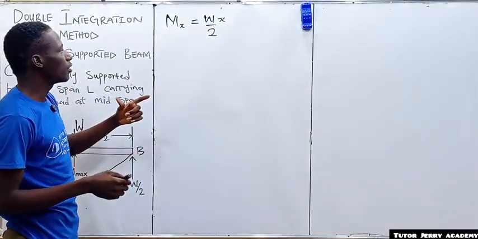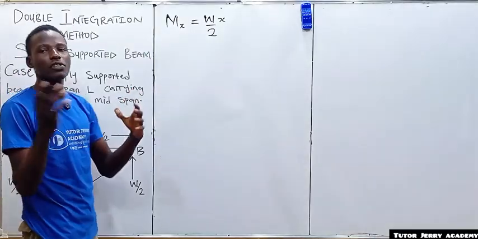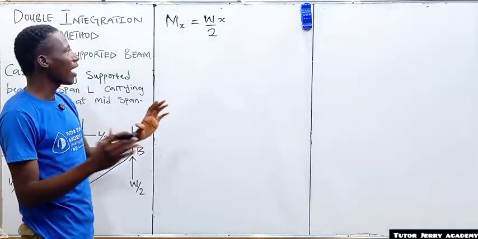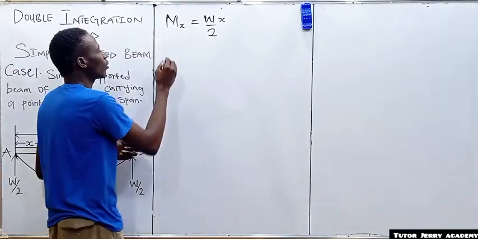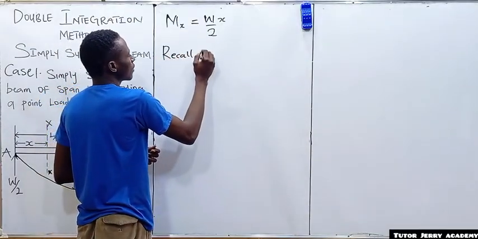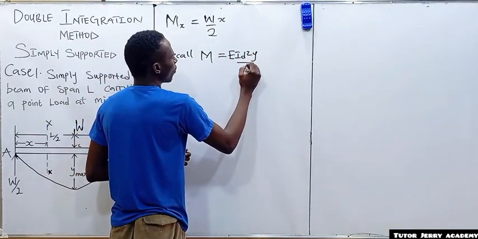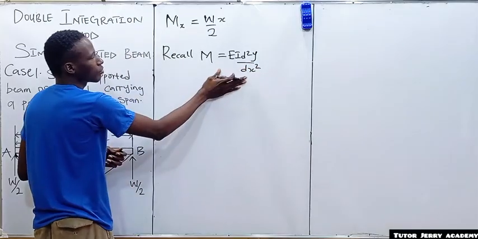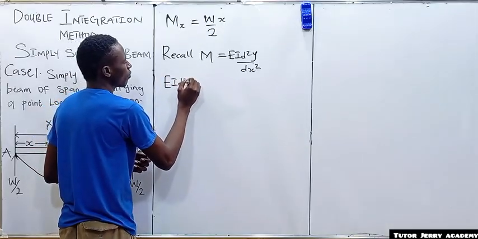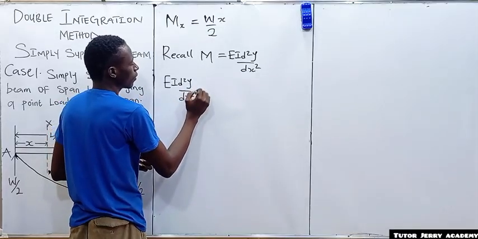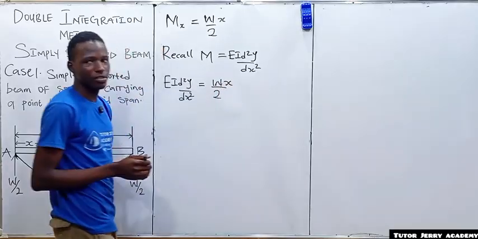Now if you recall, in our first video when we were introducing deflection of beam, we proved the relationship between slope, deflection and radius of curvature, and we said moment is equal to EI d squared y over dx squared. So recall that our moment M is equal to EI d squared y over dx squared. Now if we substitute the moment here, we are going to have EI d squared y over dx squared equal to W over 2 times x. So this is what we have.